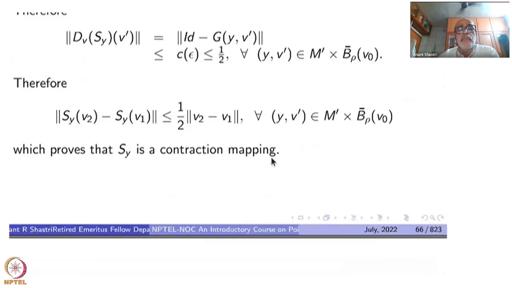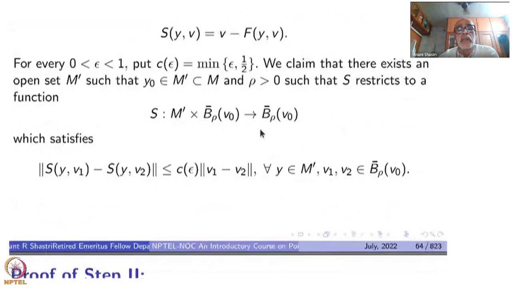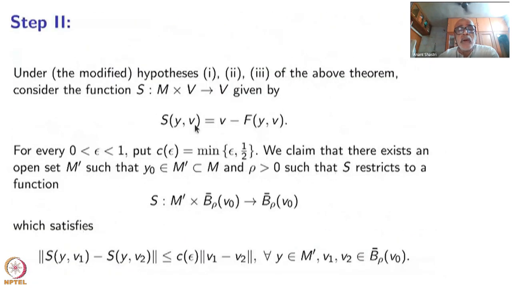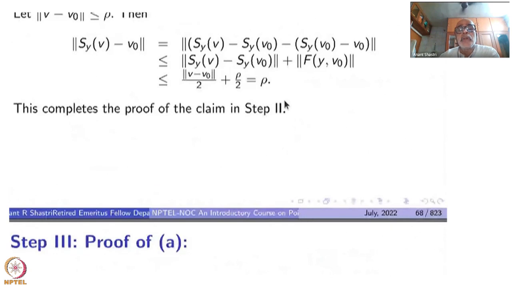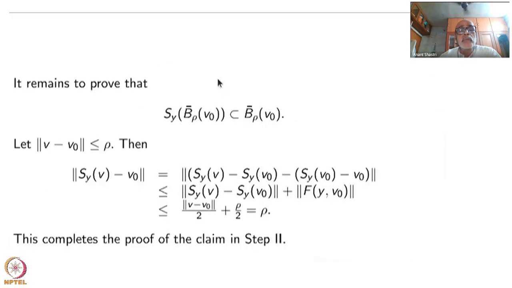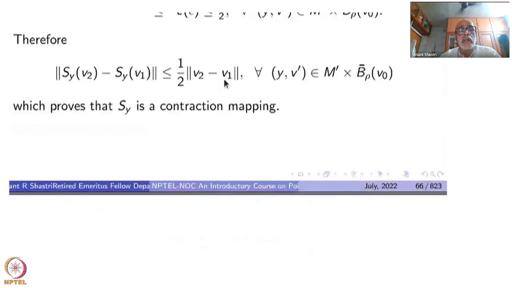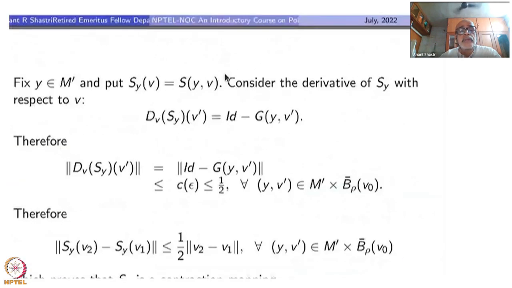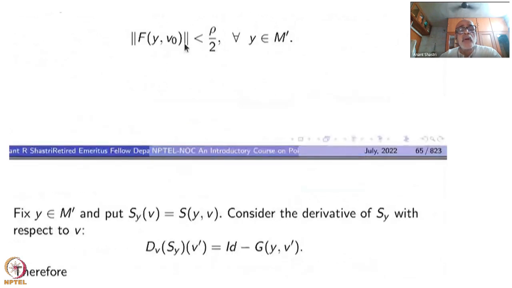Now what I'm doing here, F of y, v naught minus v will be equal to F of y, v naught with a negative sign; the norm will be the same. So this norm we have seen is already less than or equal to the norm of v minus v naught by 2. This norm is less than or equal to rho by 2. So that is the second choice here. Where is the second choice that we have made here? The norm of F of y, v naught is less than or equal to rho by 2.